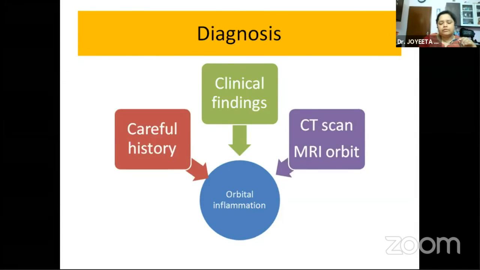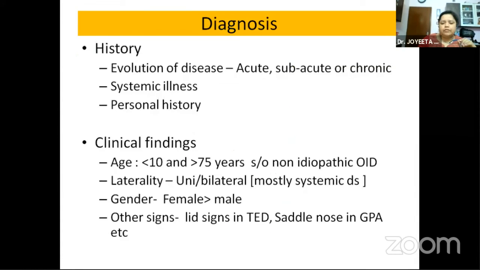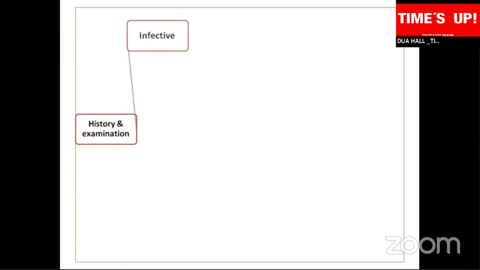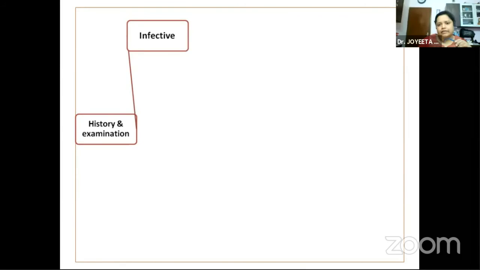So coming to the diagnosis. Clinical history, clinical findings, and CT scan are the baseline of a diagnosis. We have to take the history properly, and in the history, the evaluation is important. For orbital imaging, MRI with contrast is the preferred investigation. And this is my last final slide, please.